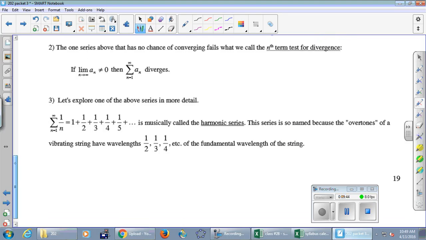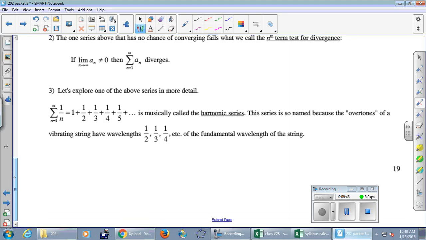Okay, let us take a look at part B, the sum of 1 over n, 1 plus 1/2 plus 1/3 plus... It's got a musical name. It is called the Harmonic Series, and whenever we want to reference it, which will be pretty often, we're going to call it the Harmonic Series. There is only one Harmonic Series. It's that guy. The series is so named because the overtones of a vibrating string have wavelengths half, a third, a quarter of the fundamental wavelength of the string.